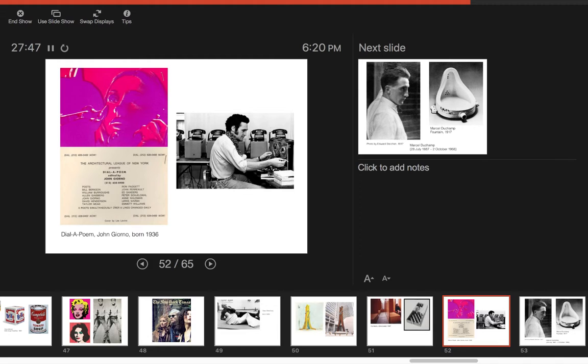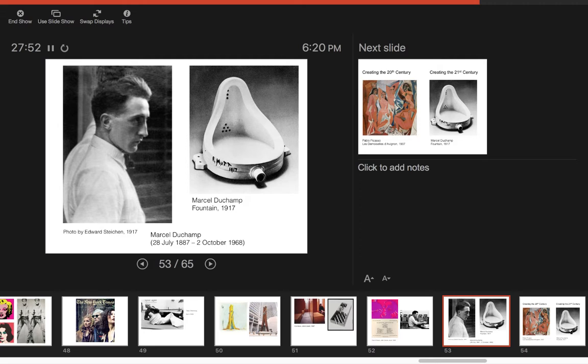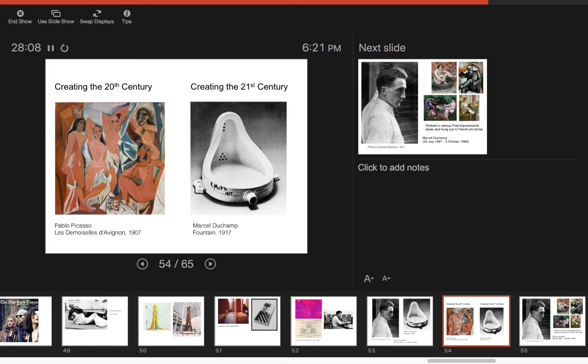So the figure I like to look to as the inspiration for this is Marcel Duchamp. In my book, I credit Duchamp with launching the 21st century. We sort of like to say Pablo Picasso with Les Demoiselles d'Avignon, 1907, launches the 20th century. I like to say 10 years later, Duchamp launched the 21st century. And so, is he a 20th century figure or a 21st century figure?